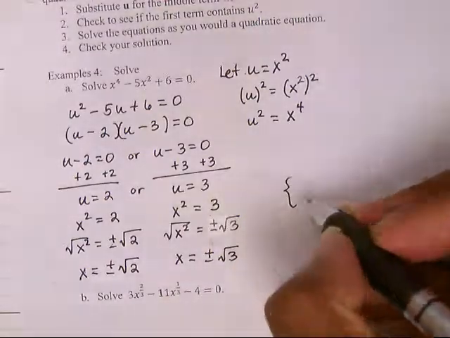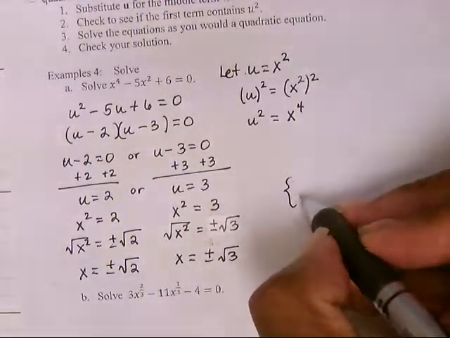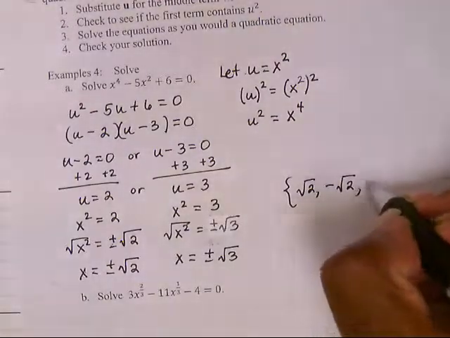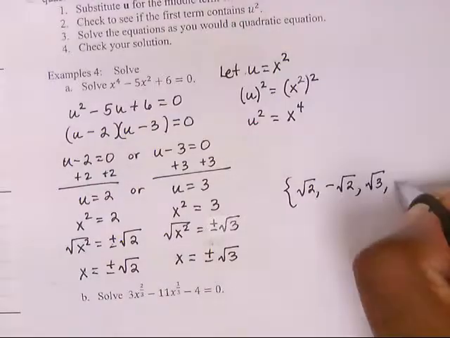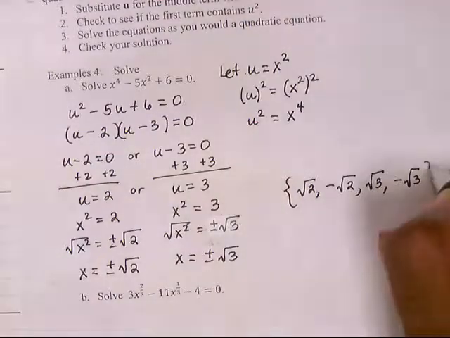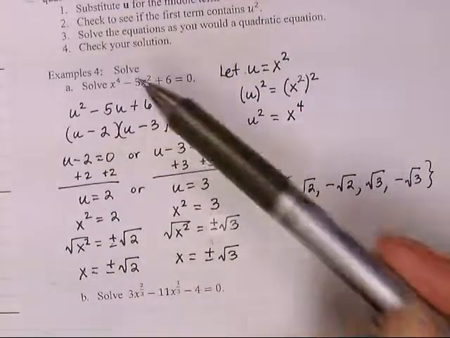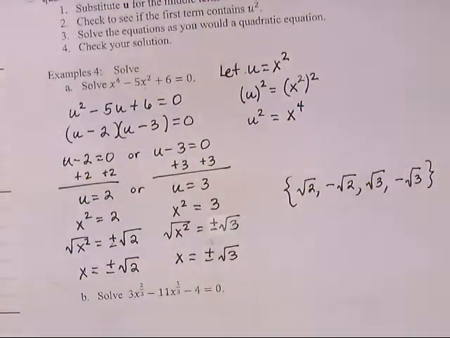So these are all the solutions to that quadratic equation. Square root of 2, negative square root of 2, and square root of 3, negative square root of 3. I would expect to have 4 solutions because the highest exponent in that equation is 4. So this is an equation that's quadratic in some form.